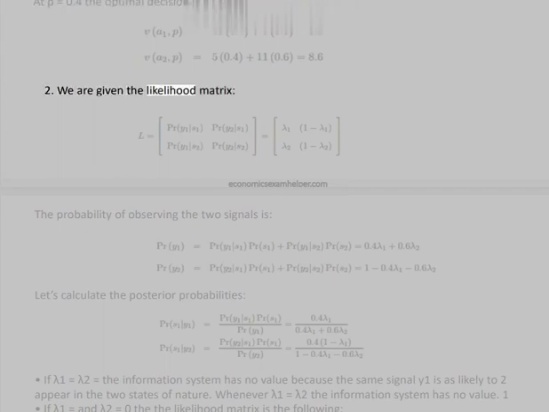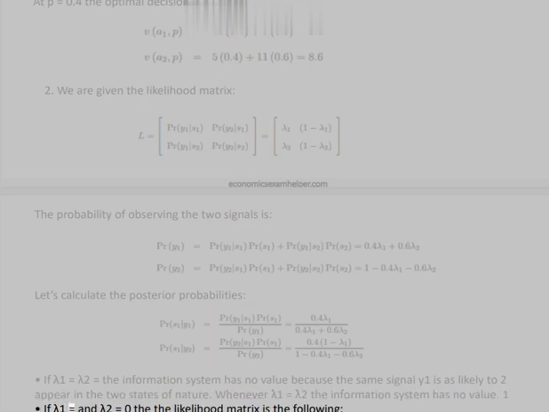2. We are given the likelihood matrix. The probability of observing the two signals is as follows, and let's calculate the posterior probabilities. If λ1 equals λ2, the information system has no value because the same signal y1 is as likely to appear in the two states of nature. Whenever λ1 equals λ2, the information system has no value.